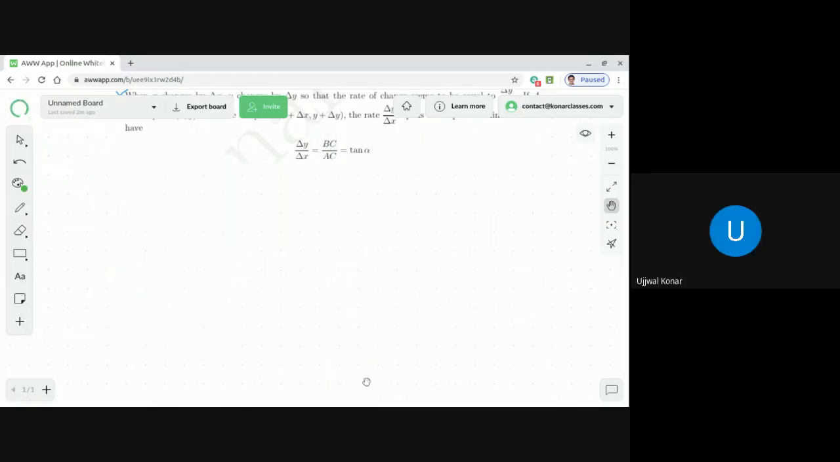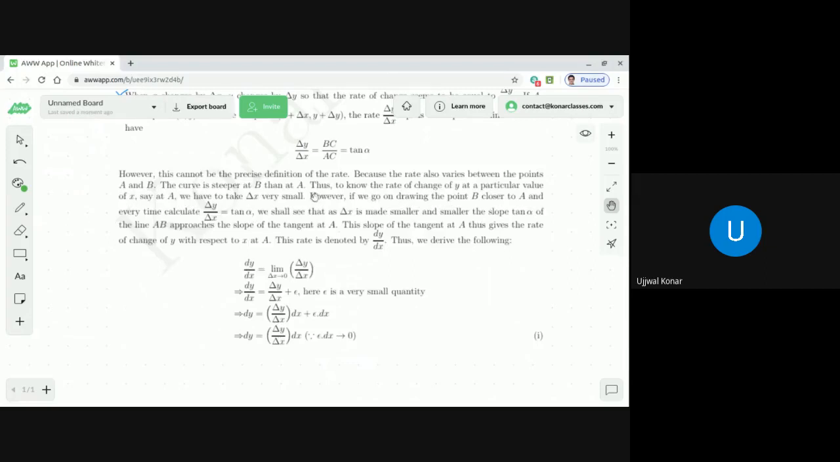Okay. So what I was telling, the rate of change is denoted by dy/dx. And dy/dx is nothing but delta y by delta x when delta x is tending to 0. When delta x is tending to 0 means very, very small. Small means what? Delta x has to approach 0. We are finding delta y by delta x, correct?